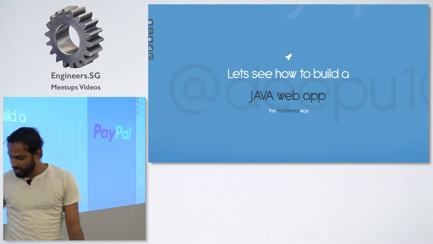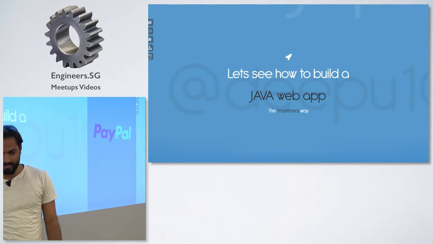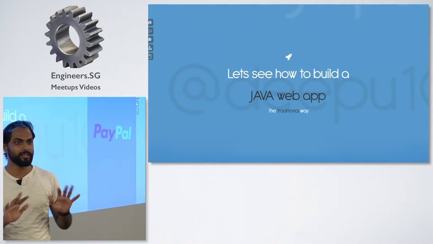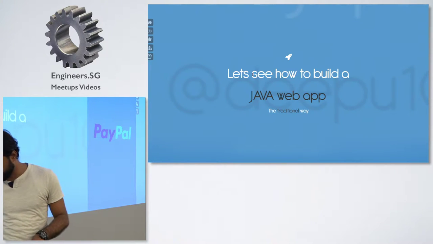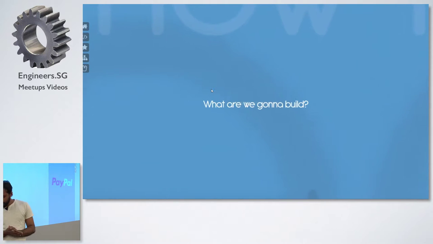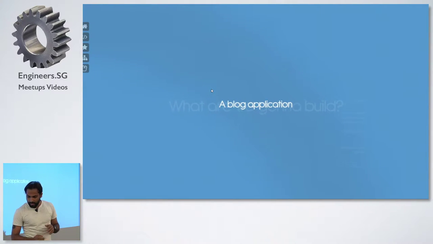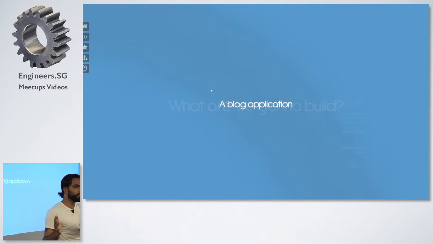Okay? So, the traditional way: let's see what it takes to build a modern web application for the current trends and technologies. For the demo purpose, let's see what we need to build. I'm taking a simple blog application, a simple blog where you can create a blog handle for different users. And each user's handle can make posts and create some simple tags. So, a very simple application.